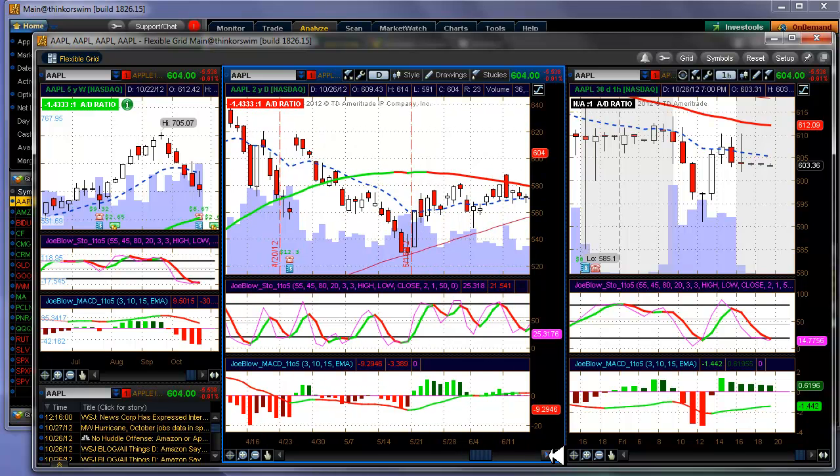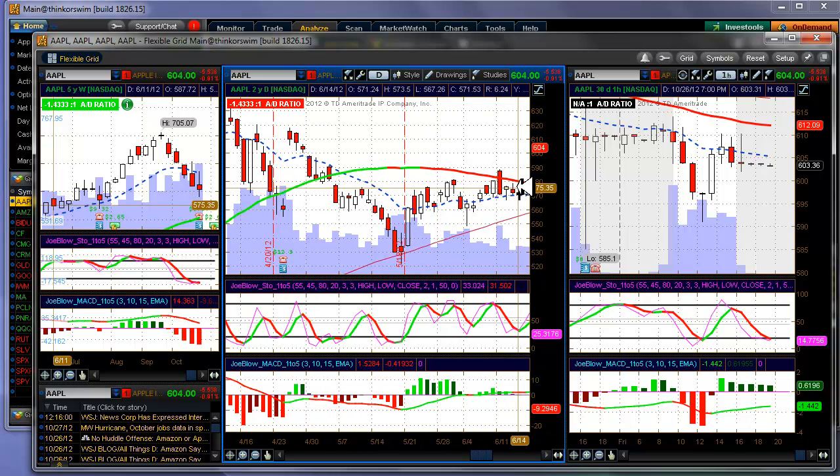For the week, on a weekly. And where did we end up? At 572. So that would have been a winning trade. That's the way I would have done it.